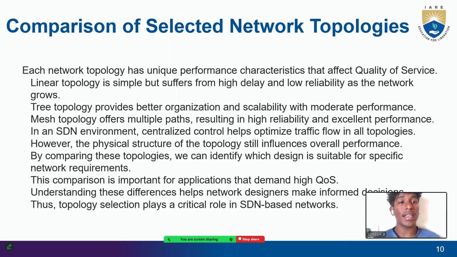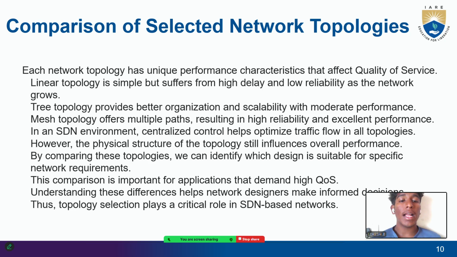Next, comparison of selected network topologies. Each network topology has unique performance characteristics that affect quality of service. Linear topology is simple but suffers from high delay and low reliability as the network grows. Tree topology provides better organization and scalability with moderate performance. Mesh topology offers multiple paths, resulting in higher reliability and excellent performance in an SDN environment.